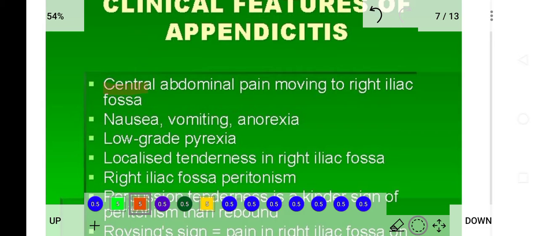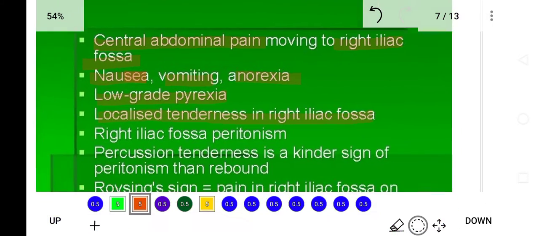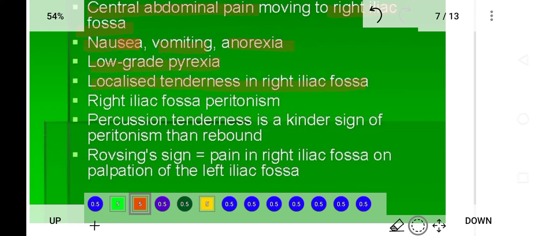The patient will have central abdominal pain in the right iliac fossa or right lower quadrant. The patient will present with nausea, vomiting, anorexia, low-grade fever, pyrexia, and localized tenderness in the right iliac fossa. The pointing sign will be positive. Peritonism and percussion tenderness are also signs: when we percuss the right lower quadrant, the patient will feel pain. Rebound tenderness will be there when we touch the right lower quadrant or right iliac fossa.